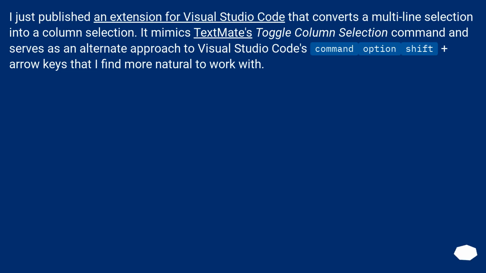I just published an extension for Visual Studio Code that converts a multi-line selection into a column selection. It mimics TextMate's toggle column selection command and serves as an alternate approach to Visual Studio Code's Command Option Shift plus arrow keys that I find more natural to work with.